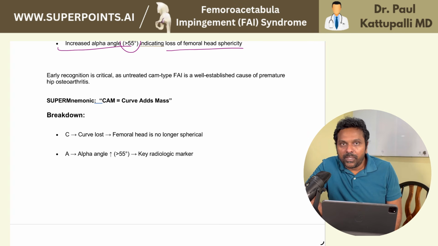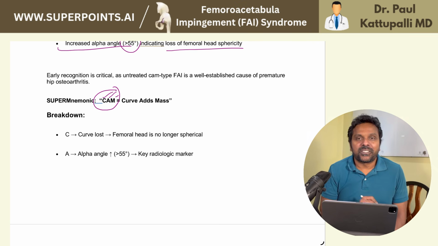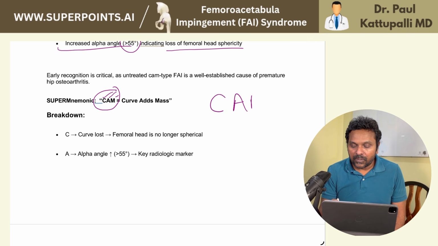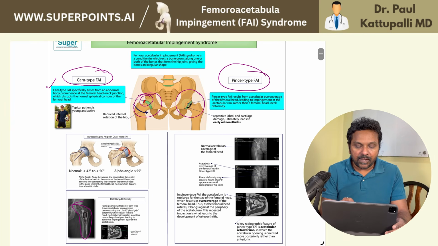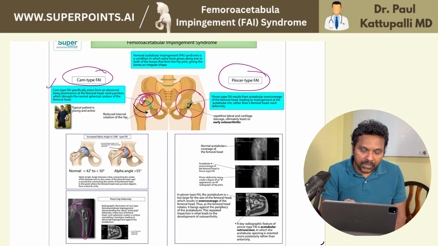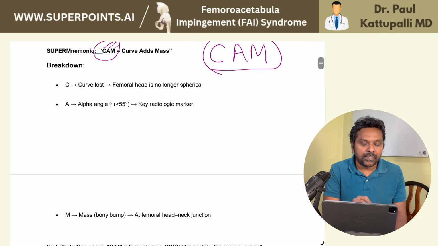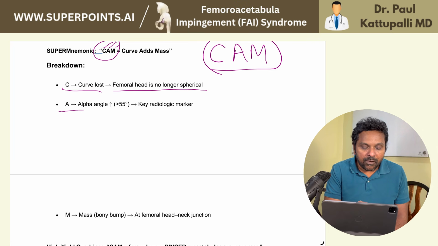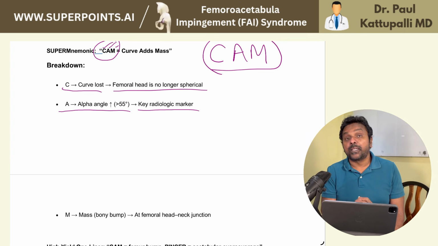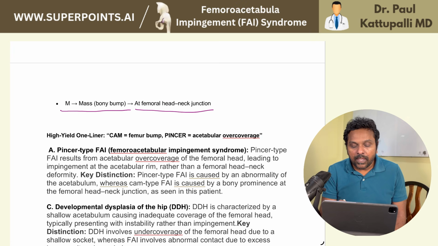Now, how do you remember this? This is what I used for my exam. CAM: curve adds mass. If you see in this diagram, this curve is adding the mass. That is how you can remember. You can even extend it. C for curve lost, the femoral head is no longer spherical. A for alpha angle, more than 55 degrees, that's a key radiologic marker. Then there is M for the bony bump at the femoral head-neck junction.